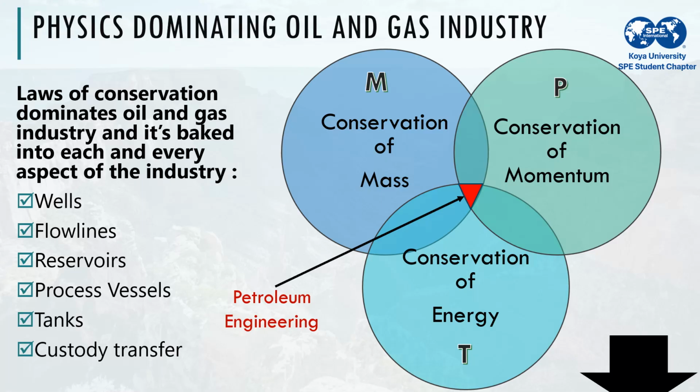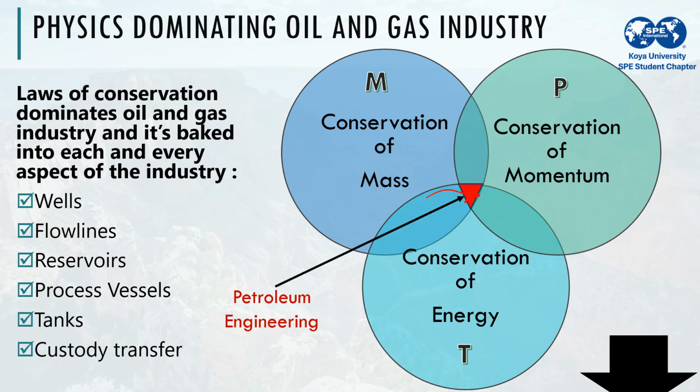The first governing equation that governs our industry is called conservation of mass. The second one is called conservation of momentum. The third one is called conservation of energy. And the combination and intersection of these three equations is what petroleum engineering is about. So petroleum engineering usually works somewhere in here, in this red triangle. So this is the intersection of these three equations.